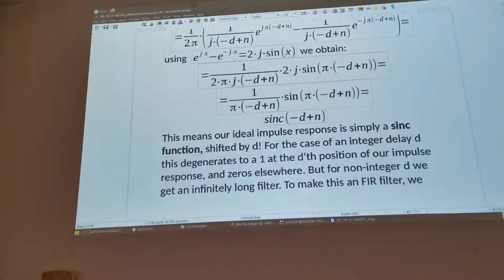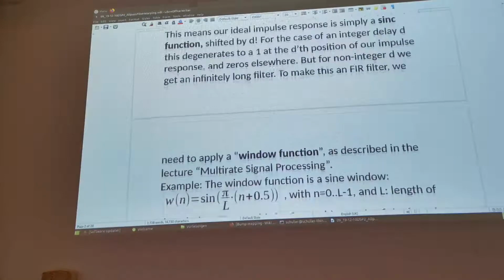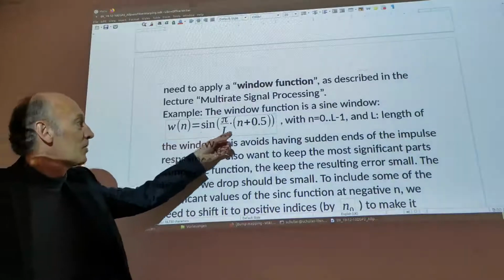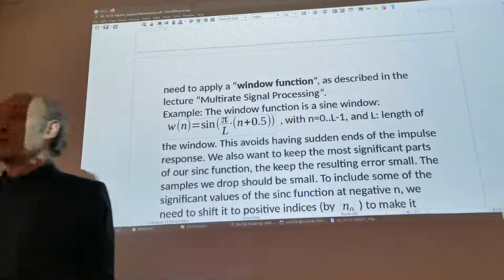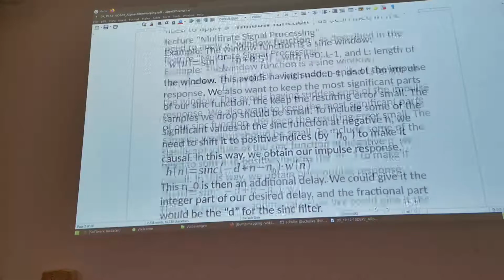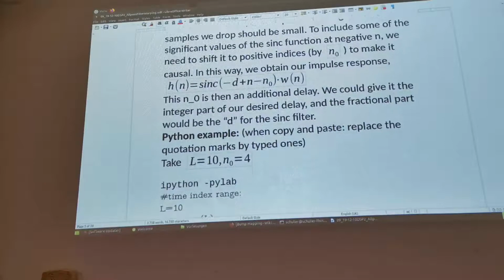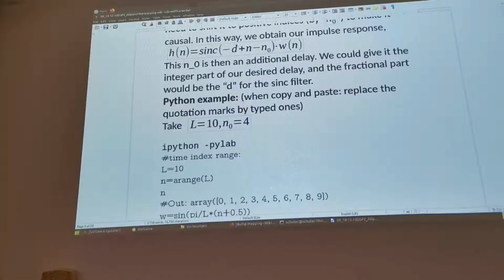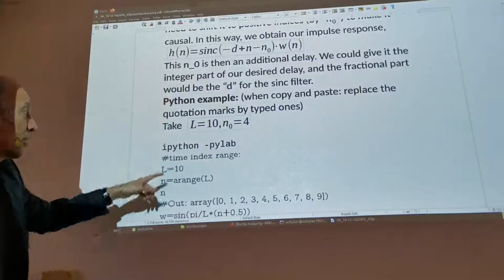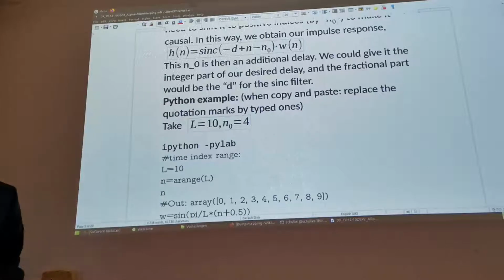But since it's infinitely long, we also need to window it to make it implementable. So in this example, we applied a sine window of some desired length, here L samples. And then we have our simple fractional delay filter. We can easily apply it in Python, as you can see here. So this is then our FIR, finite impulse response, and here I make the implementation in IPython.